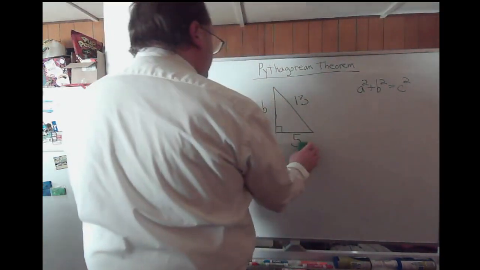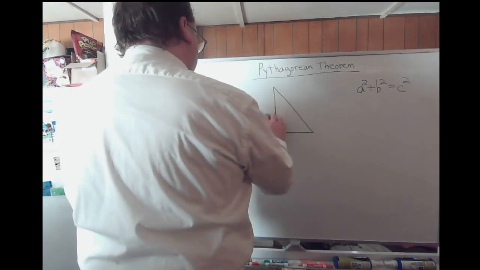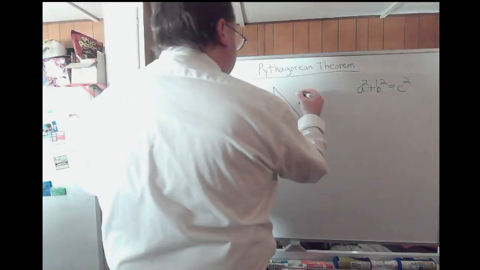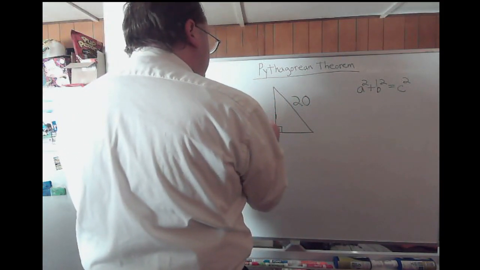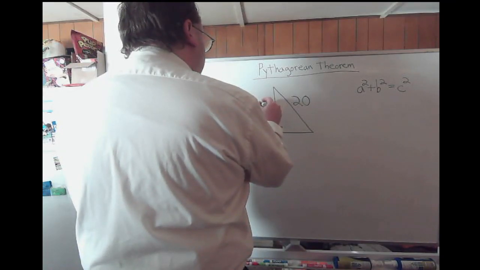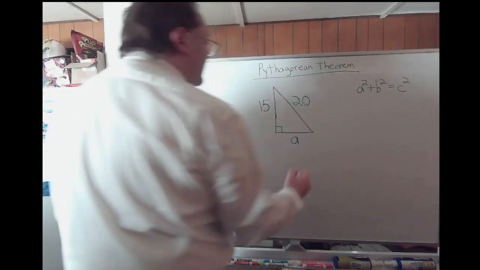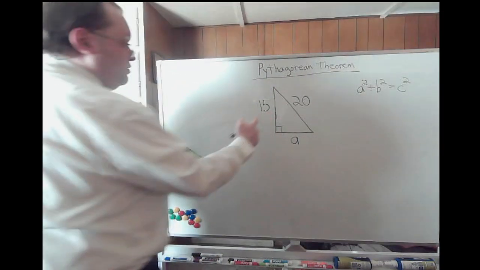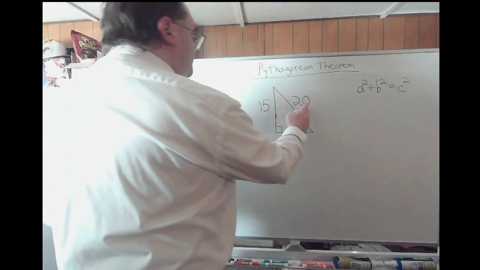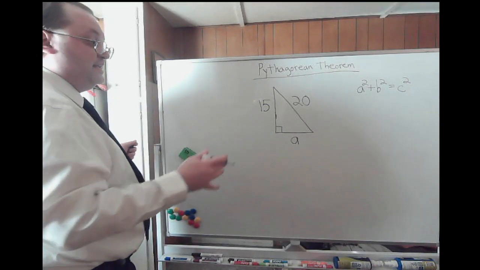Alright, let's do one more for good measure. Let's say the hypotenuse equals 20, c equals 20. Let's say b equals 15, but we don't know a, right? So a we don't know. We know b equals 15. The hypotenuse c equals 20. Well, we could still use the Pythagorean theorem to solve for that missing length a.